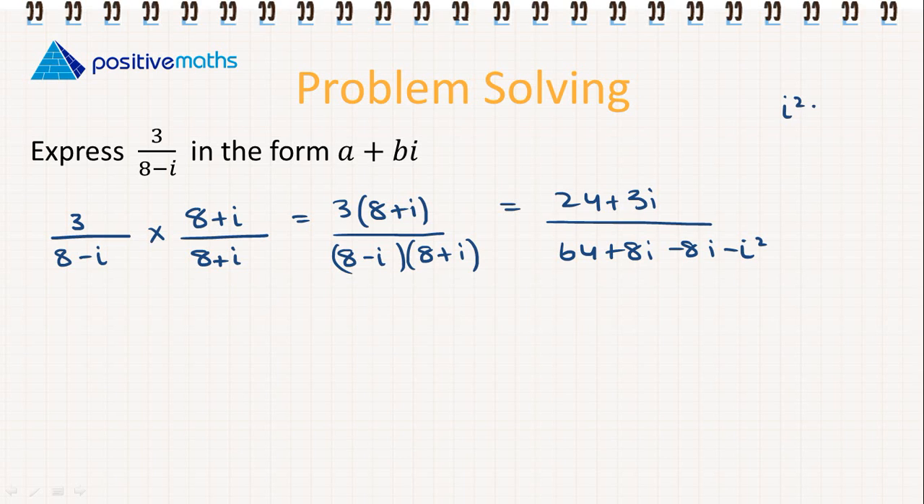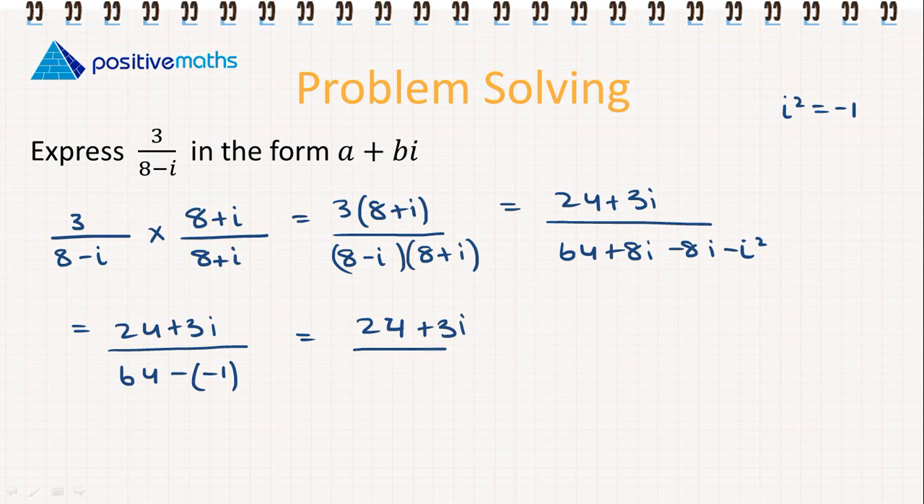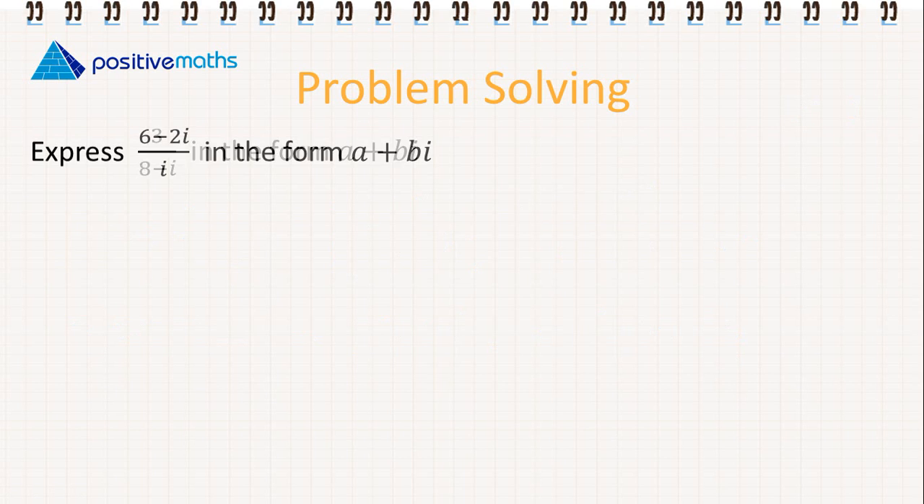So again, everywhere we have i squared we change to minus 1. So we're going to get 24 plus 3i on the top. And we have 64 plus 8i minus 8i gives us 0, so we have minus minus 1 on the bottom. So we have 24 plus 3i on the top, and we have 65 on the bottom. So if we write it with the real part and the imaginary part separately, we're going to have 24 over 65 plus 3i over 65.